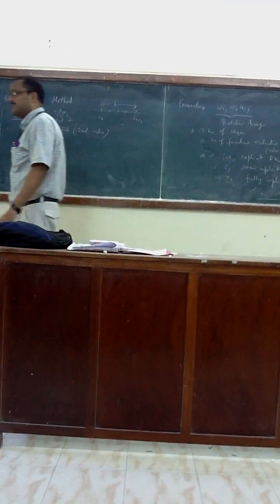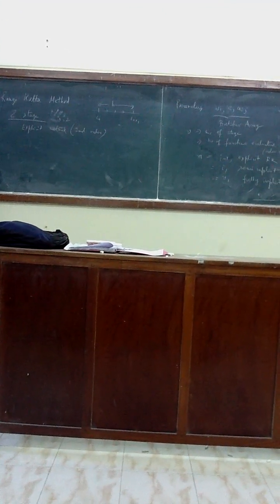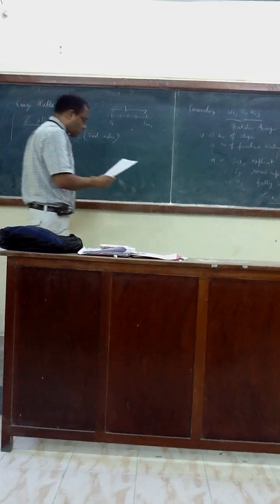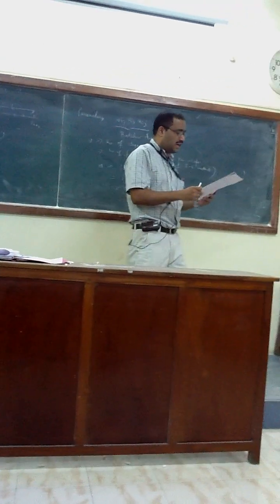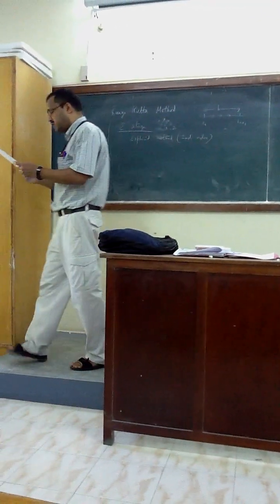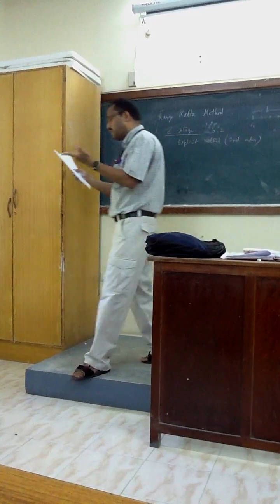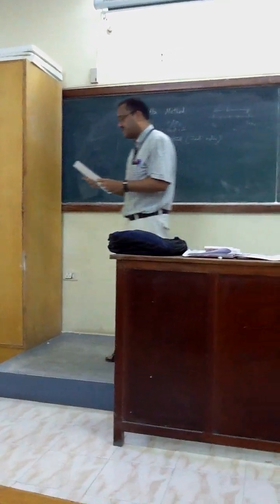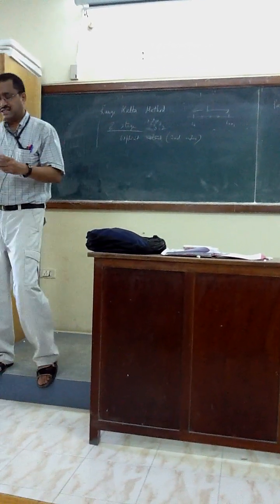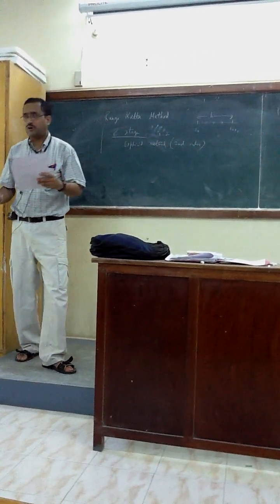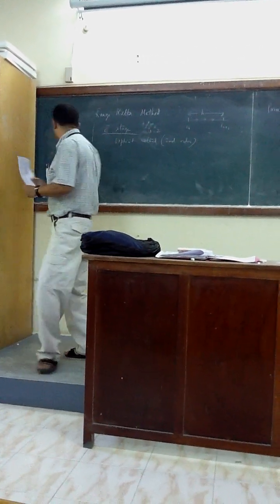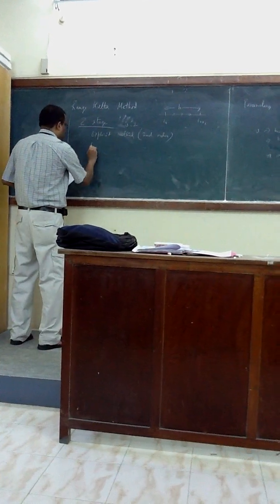So two stages means how many function evaluations? Two function evaluations, with k1 and k2. The ki are the number of functions. The ki are the functions evaluated at intermediate points. That's why I wrote it. Yes? Okay. So since the stage is 2, I have k1 and k2. Now can you tell me what k1 and k2 are? k1 is h f(tn, yn).